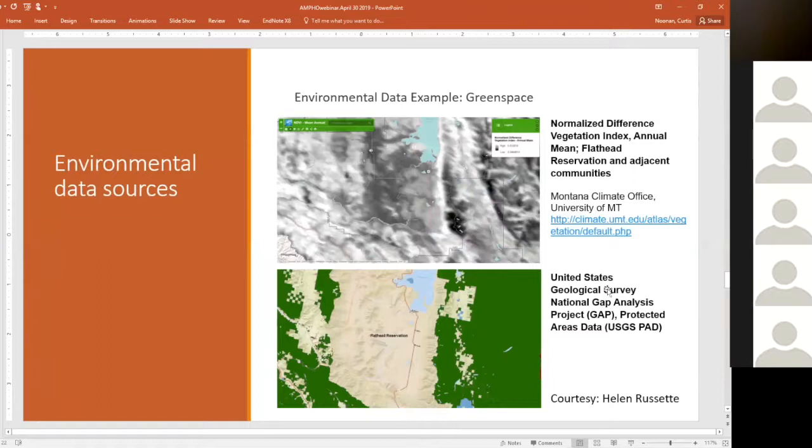The figure at the top is something you could go to this website through the Montana Climate Office at the University of Montana, and you could zoom into your community and know what they call the NDVI, the Normalized Difference Vegetation Index, is for your community. I know you can't see the scale here, but in this case, the lighter shadings of gray are more vegetation, and the darker shadings of gray are less vegetation.